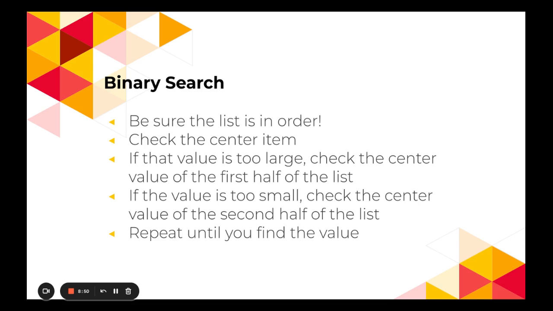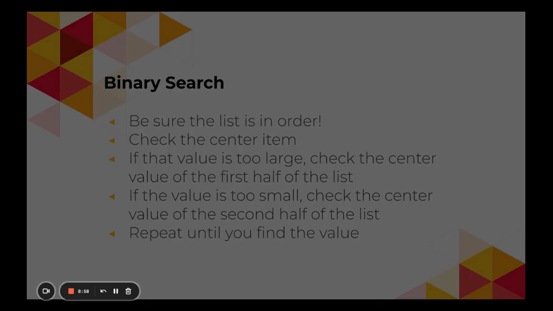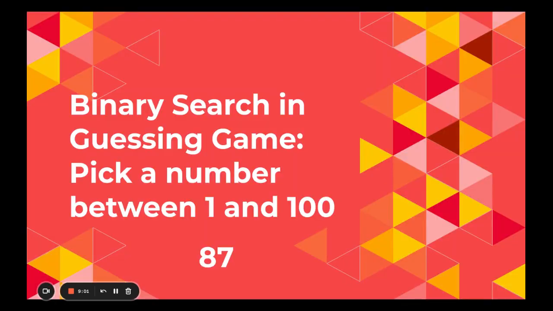I guessed 8 first. It told me whether that was too big or too small. Then I only had half the data to work with. I guessed the middle of that one. It cut it down by half again. You can see that that's much faster. So, binary search in a guessing game.